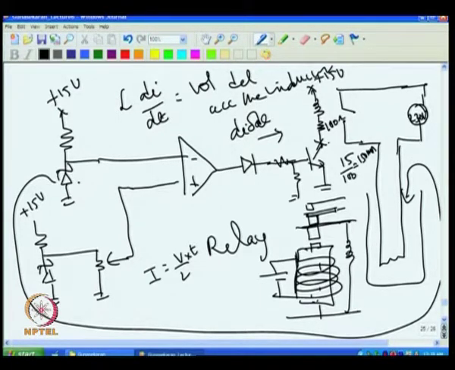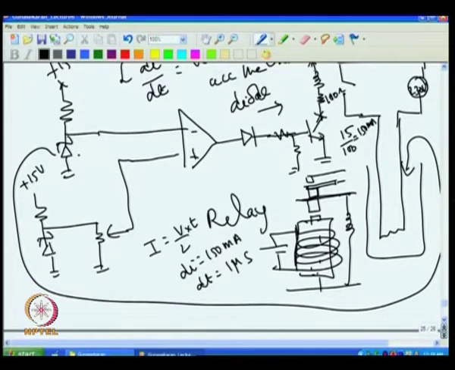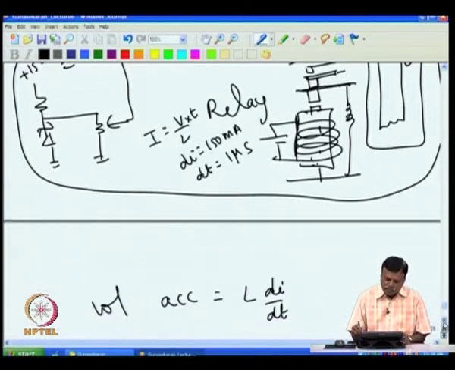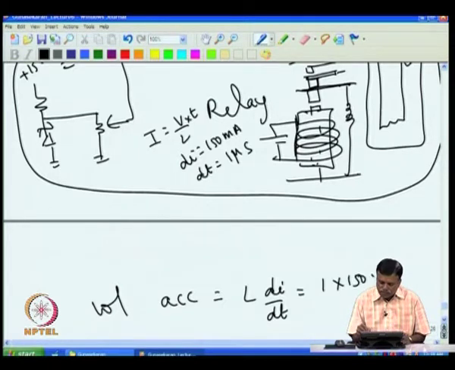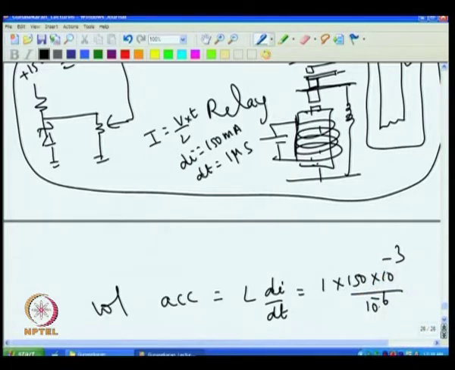That means your di is 150 milliampere, and the time taken is 1 microsecond. If we take L di by dt, the voltage induced on the inductor will be very huge, because you are stopping the current through the inductor abruptly. So, if I take for example L as 1 Henry, then di is 150 milliampere, the time is 1 microsecond, and you will get 150,000 volt developing across the inductor.